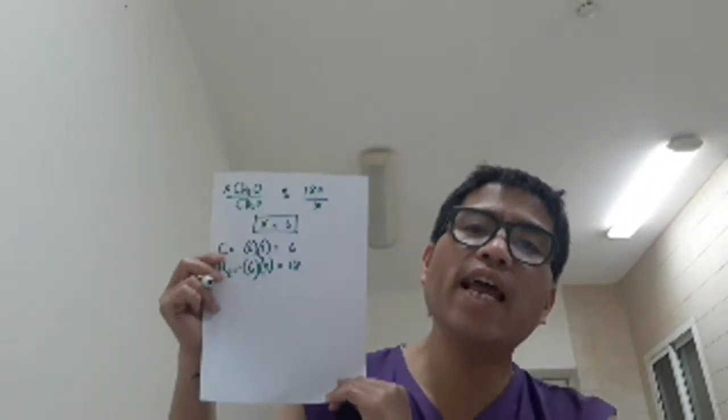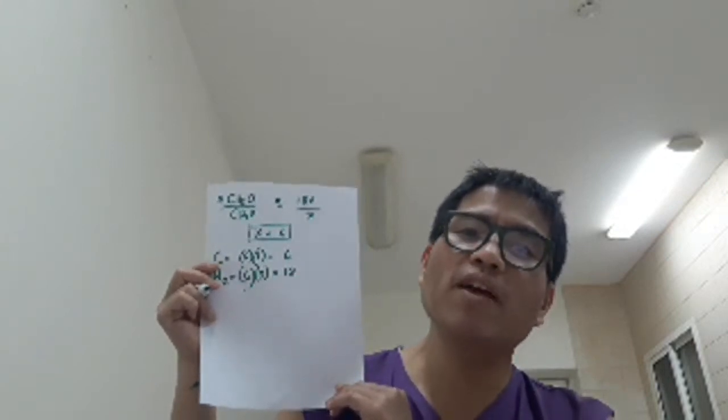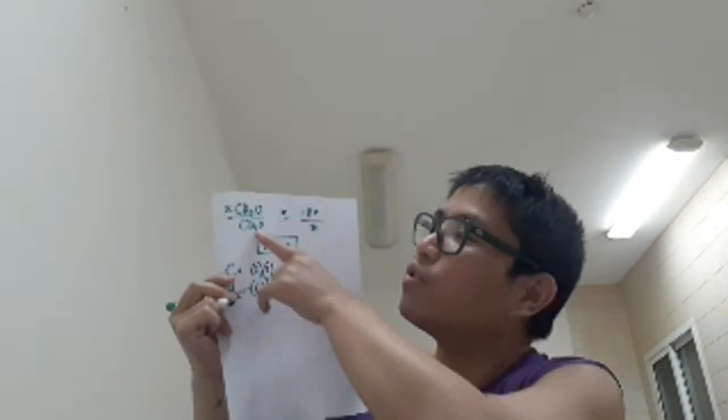Oxygen, X is still beside it. So X times the subscript. So X is 6, and there's no subscript. It's only 1 automatically. So we have 6 times 1. We have 6 atoms of carbon, 12 atoms of hydrogen, and 6 atoms of oxygen.